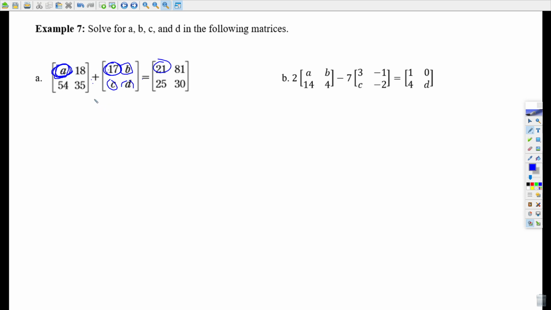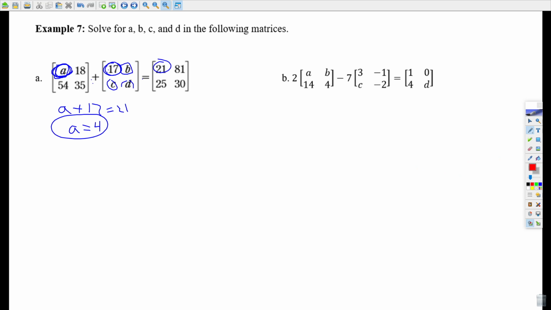You might be able to do that in your head. If not, you could write it out as an actual equation. A plus 17 equals 21. And hopefully you know that A would be, if you subtract 17 on both sides, 4. So A is 4. You can go through and do the rest as well.